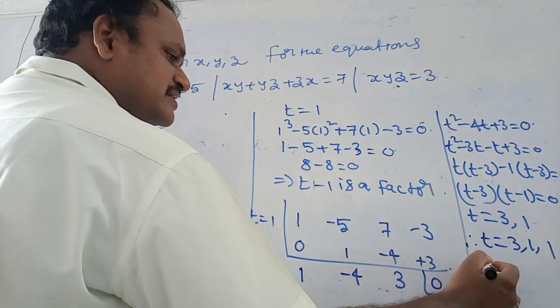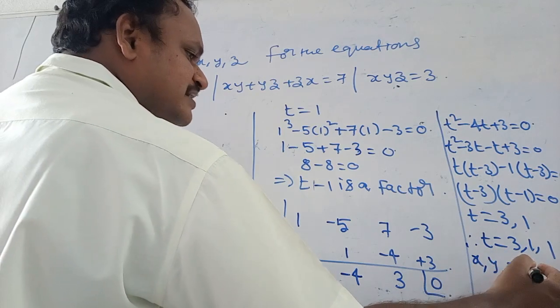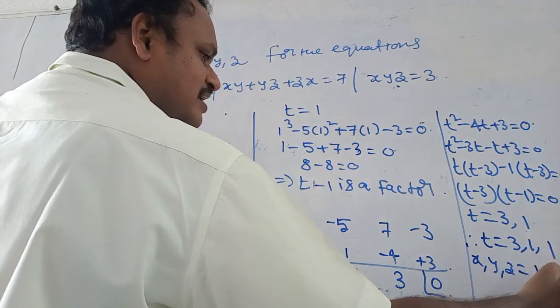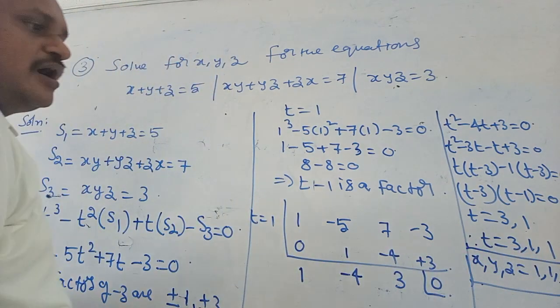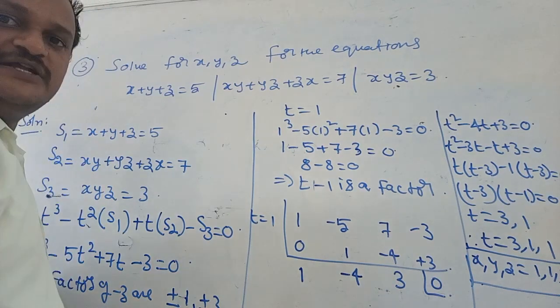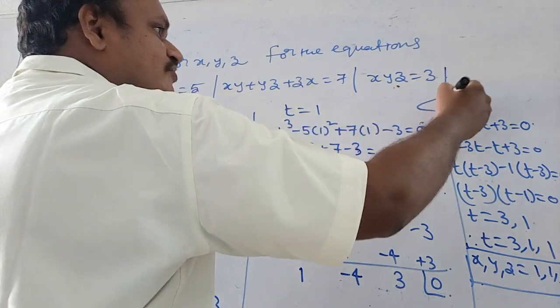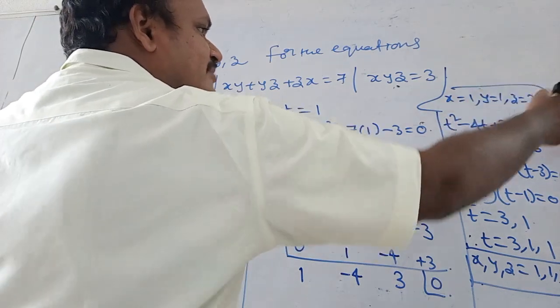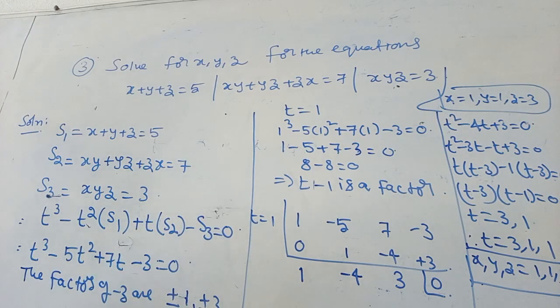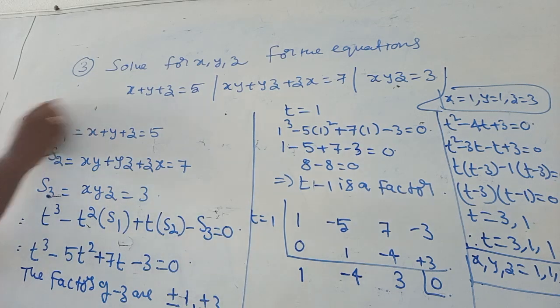That means the x, y, z values are 1, 1, 3. That means, my dear students, x equal to 1, y equal to 1, z equal to 3 is what you get. Like this we solve this particular problem, my dear students. Please observe this model of the problem. Next we are going to do another type of problem. Please observe.